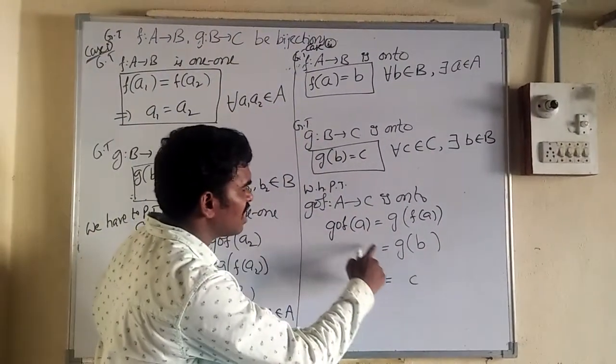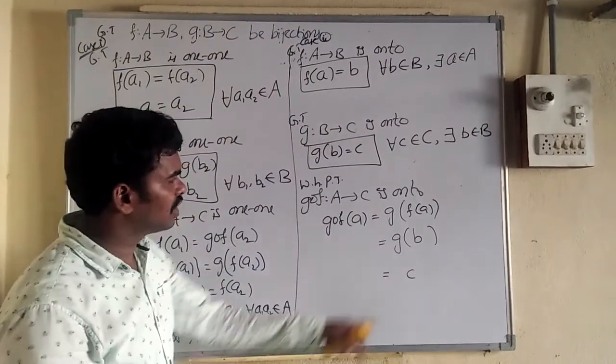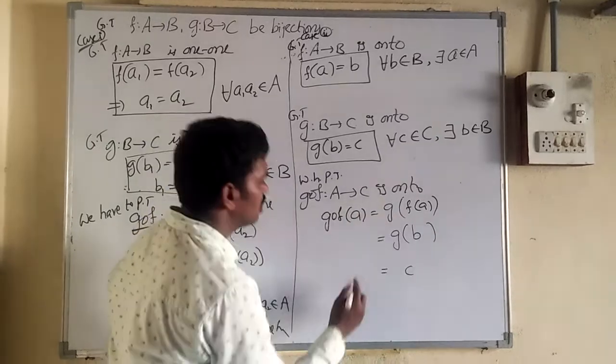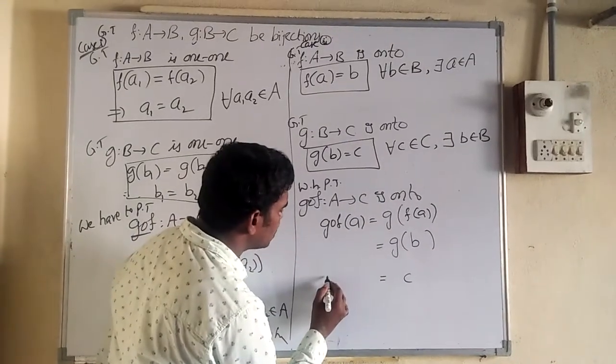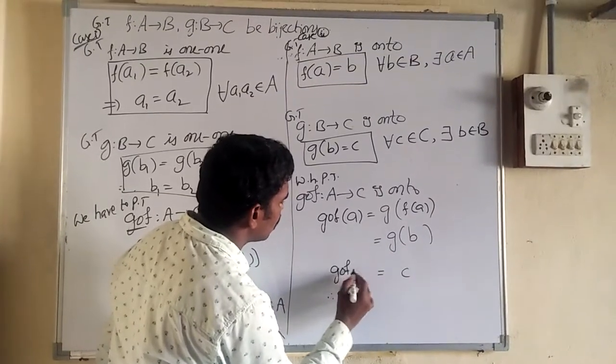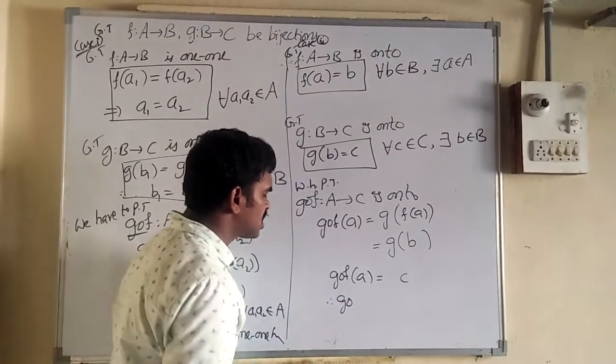G circle F of A, on simplifying, gave C. Got it or not? This is the simplification. Don't write directly. So therefore we got G circle F of A equal to C.